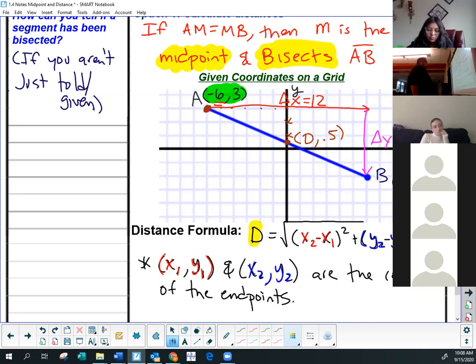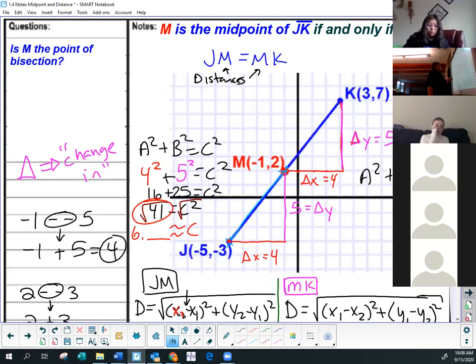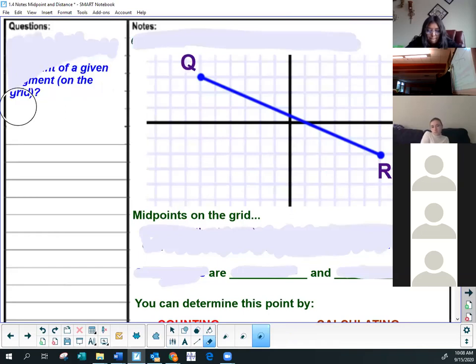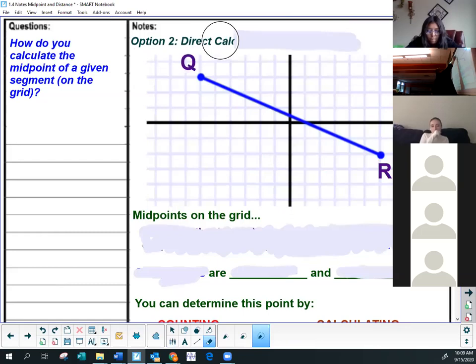And so it seems like you have now devised a third way to find if you have been bisected. And so you can certainly use the distance formula to calculate the distance, or you can use the Pythagorean theorem to calculate the distance. But also it seems that we can calculate this midpoint.